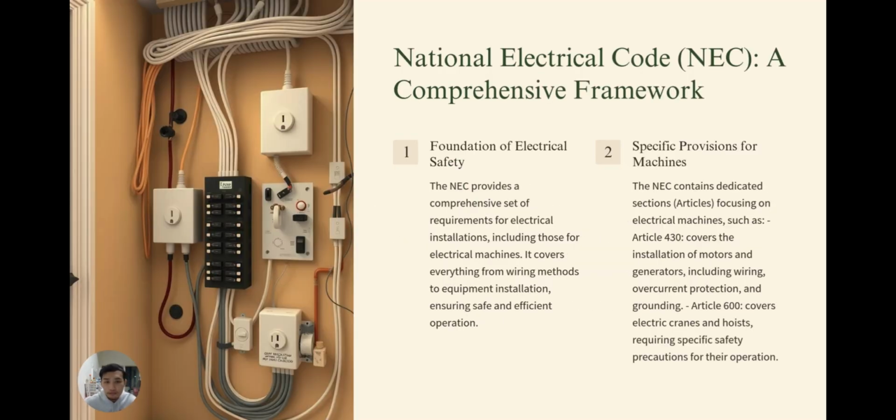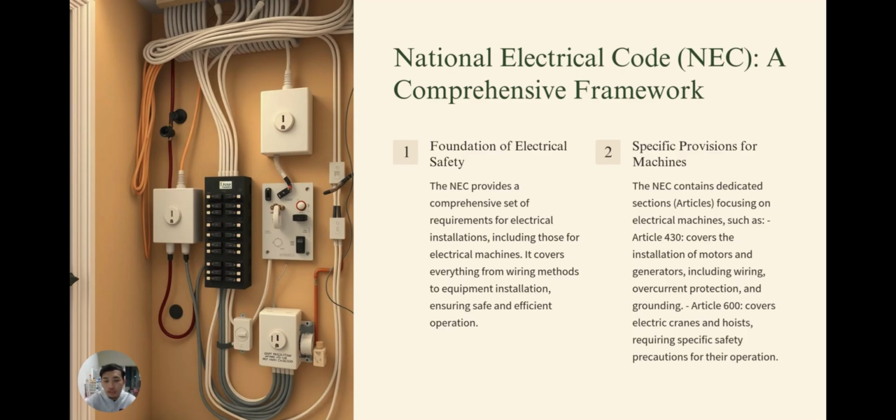The next slide is NEC. What is the meaning of NEC? NEC is the National Electrical Code. The first point is the foundation of electrical safety. The NEC provides a comprehensive set of requirements for electrical installation, including those for electrical machines. It covers everything from wiring methods to equipment installation, ensuring safe and efficient operation.